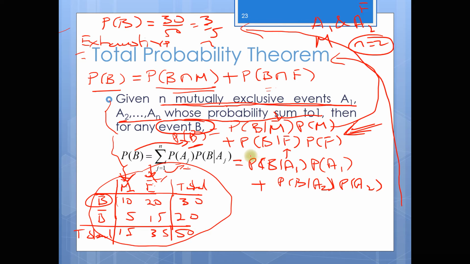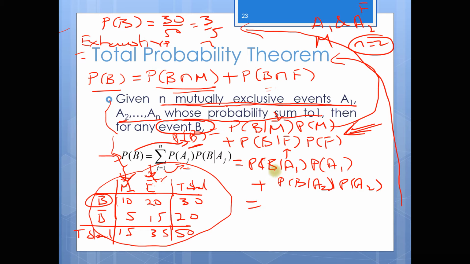But for our particular example, as I said, we have only A1 and A2, that is only male and female, only two possibilities. So I don't need to extend this formula more here. But just for information, this formula allows for more than two events. You could also go for B given A3 times A3, plus B given A4 times A4, and so on, if ever there is a question where there are more than two events.